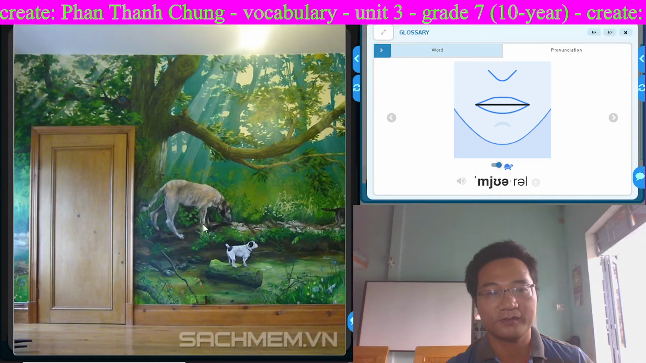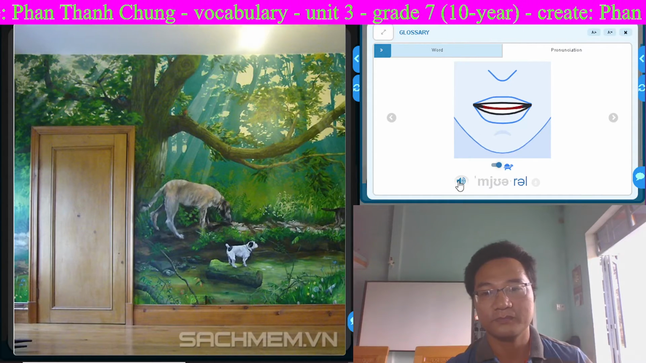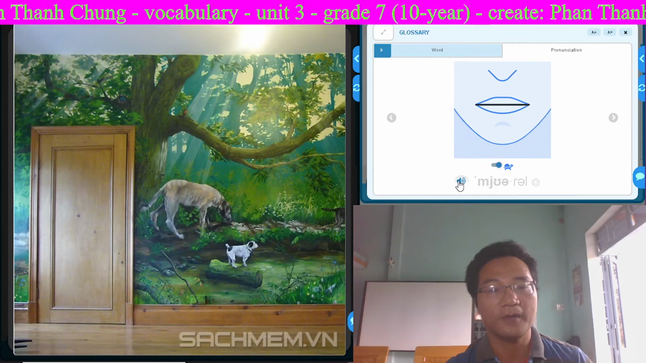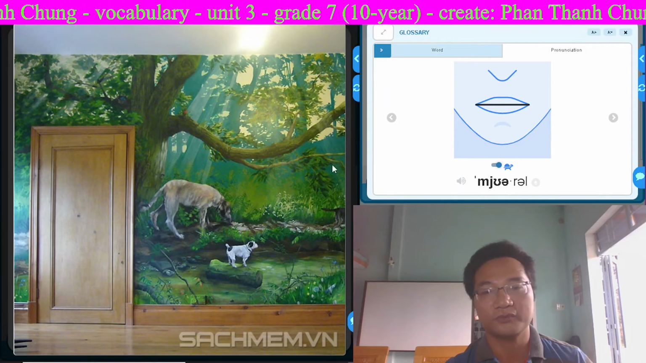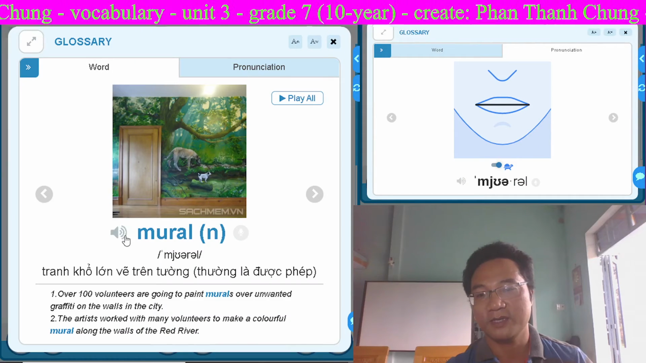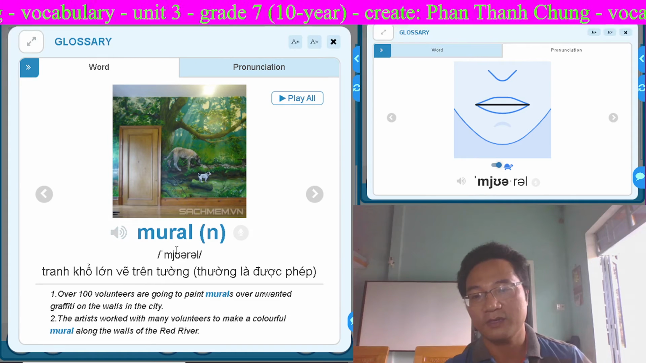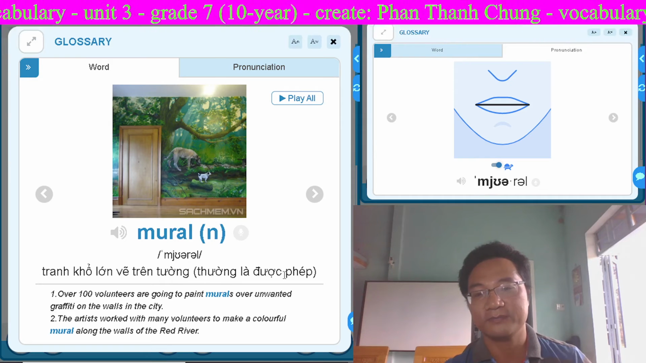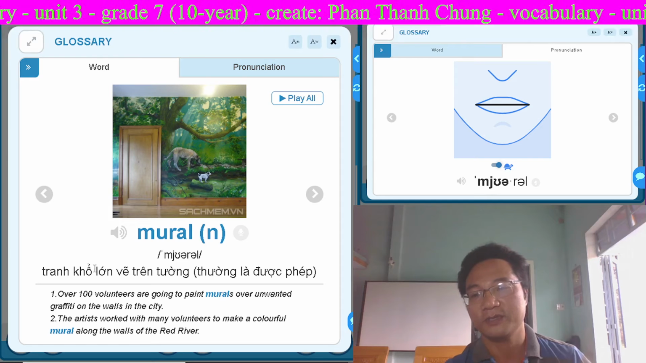Look at the picture and listen. Mural. Murals, meaning tranh khổ lớn, vẽ trên tường, thường là được phép.